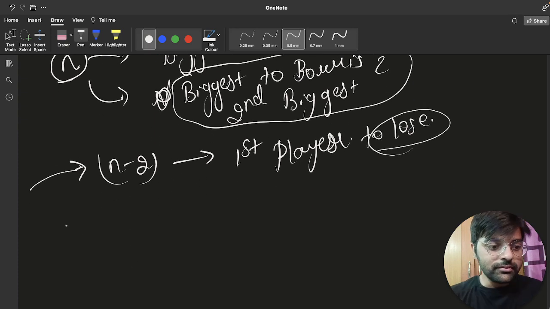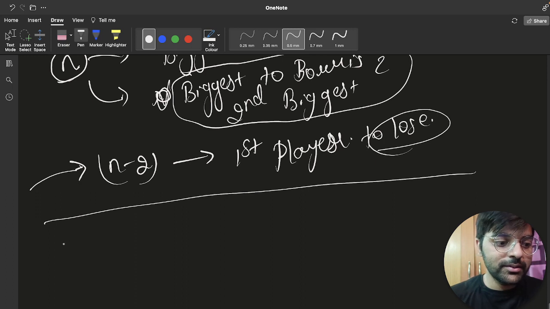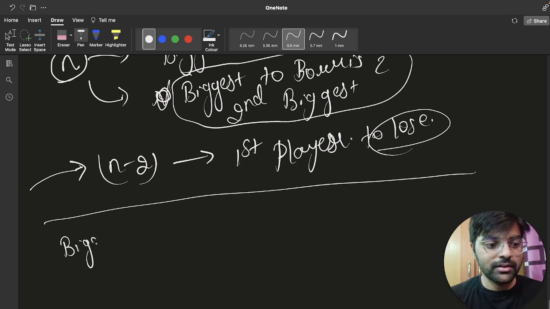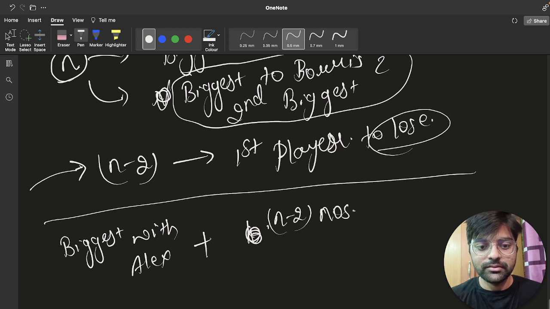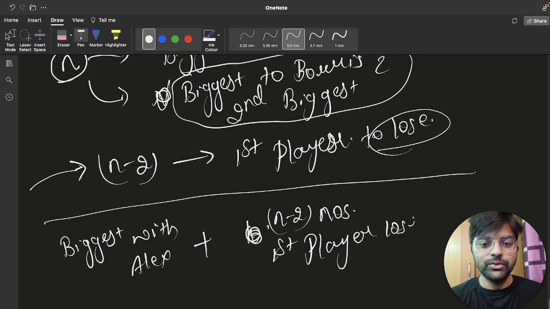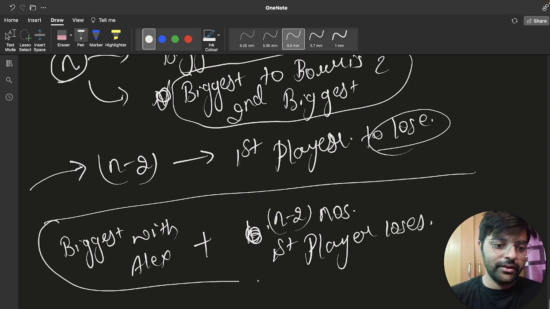So what are the cases? Biggest number with Lx, plus n minus 2 numbers, and the first player loses. So this is game theory, right?